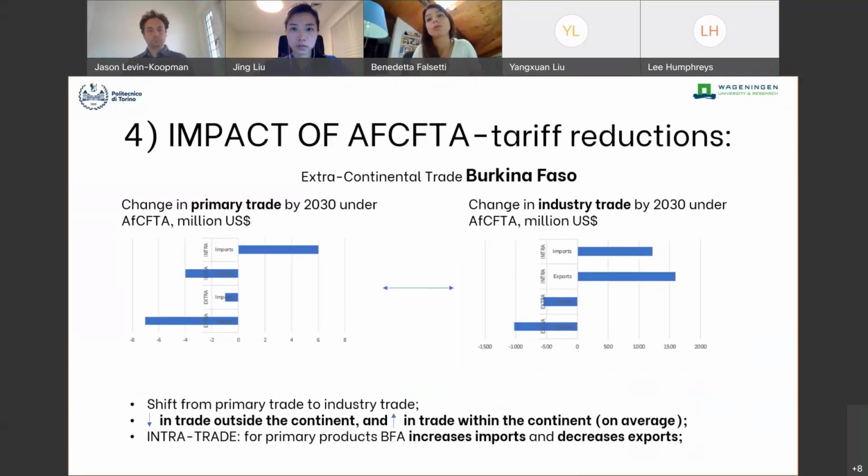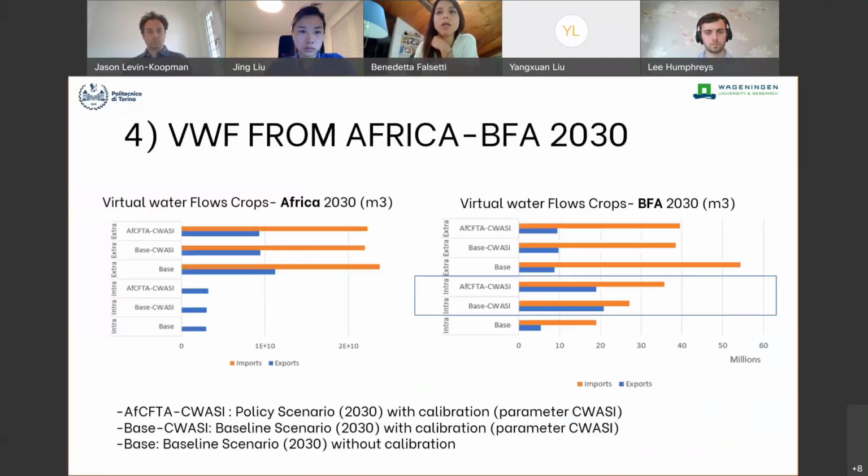For Burkina Faso, we can draw a similar conclusion regarding the shift from the primary to industrial sector and the average increase in intracontinental trade compared to extracontinental trade. But the interesting thing is to see that for the primary sector, there will be a general reduction in trade outside the continent, while within the continent, Burkina Faso will increase imports and decrease exports. These analyses obviously are in quantities, so in US dollars. So what about virtual water?